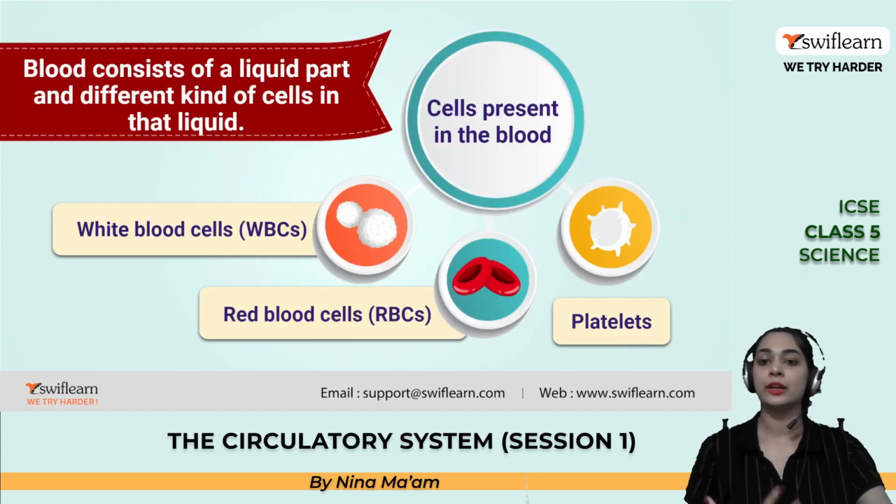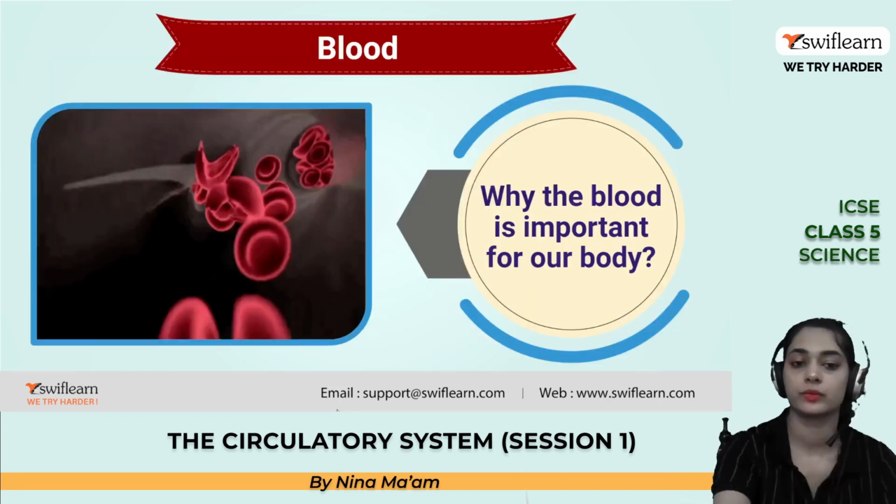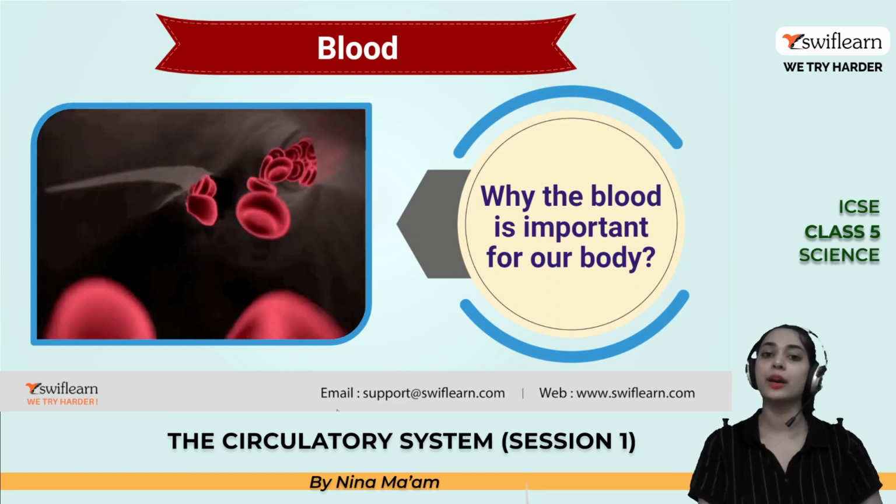So why is the blood important? The blood brings oxygen and nutrients to all the parts of the body so they can keep working. Blood carries carbon dioxide and other waste materials to the lungs, kidneys and digestive system, so they can be removed from the body. Blood also fights infections and carries hormones around the body. I hope it's clear. So we learned about the importance of the blood in our body.